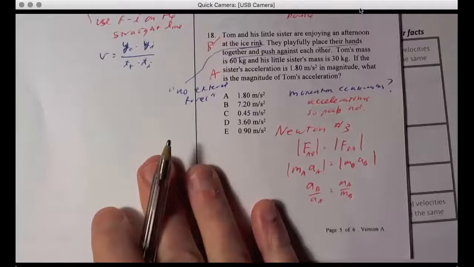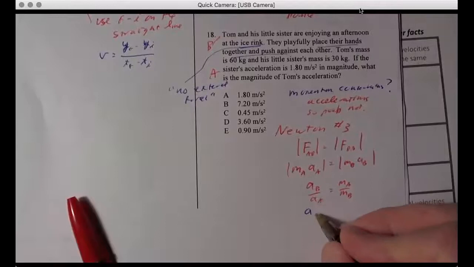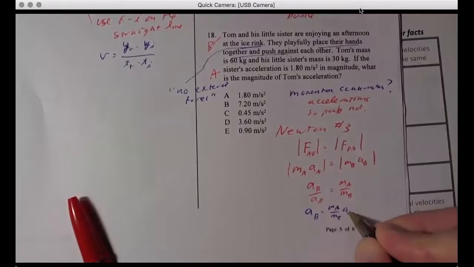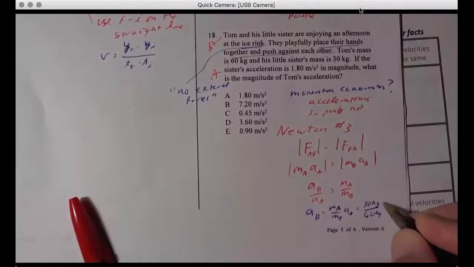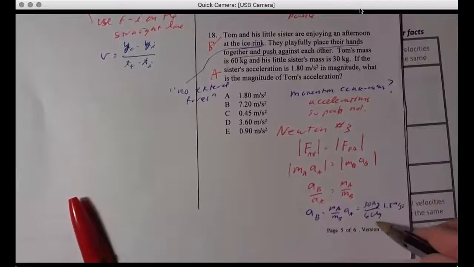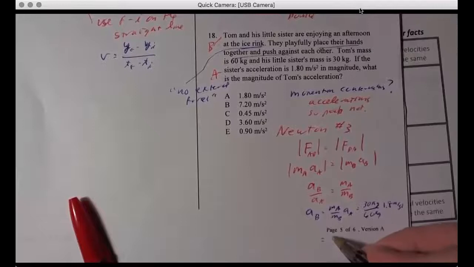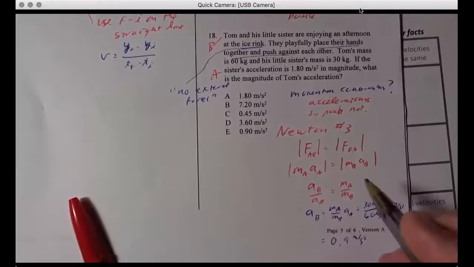And so that means that a_B is equal to M_A over M_B times a_A, which is the sister's mass of 30 kilograms over Tom's mass of 60 kilograms, times sister's acceleration 1.8 meters per second squared. And because he's twice the mass, you get half the acceleration. So that's 0.9 meters per second squared. Which would be that one, of course.